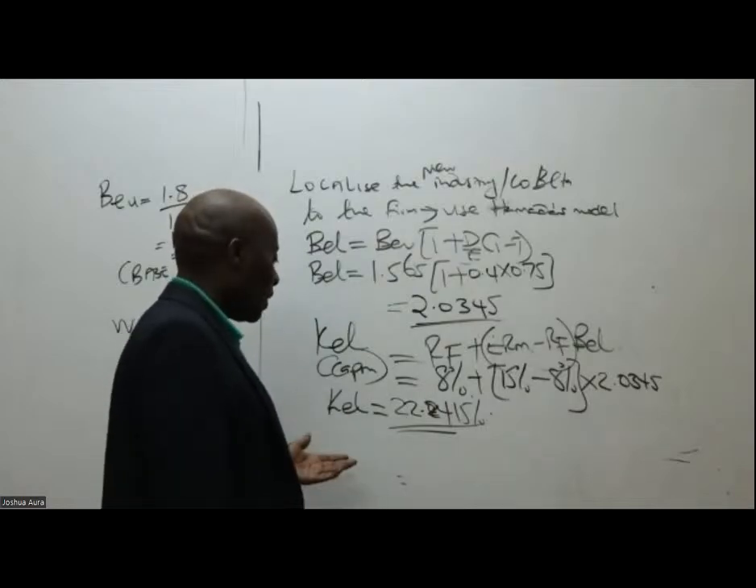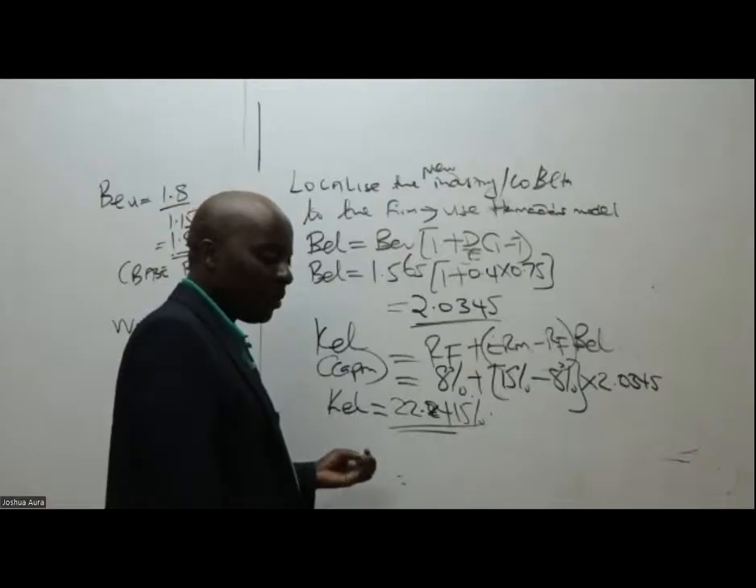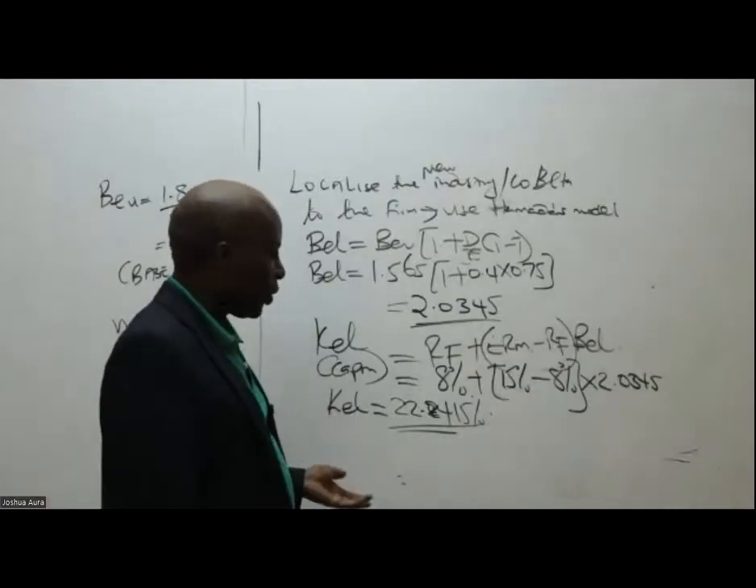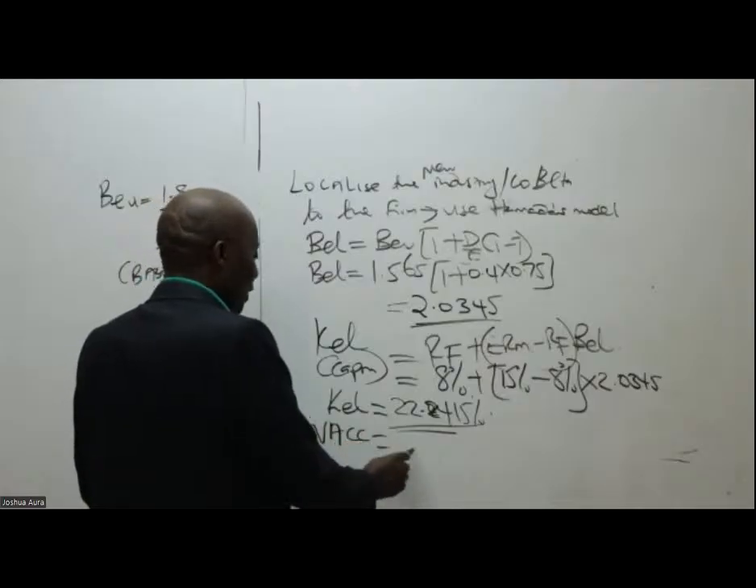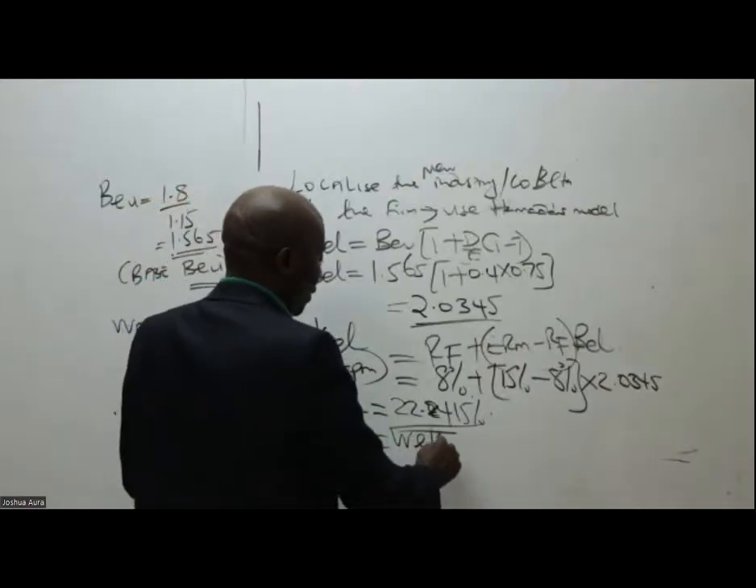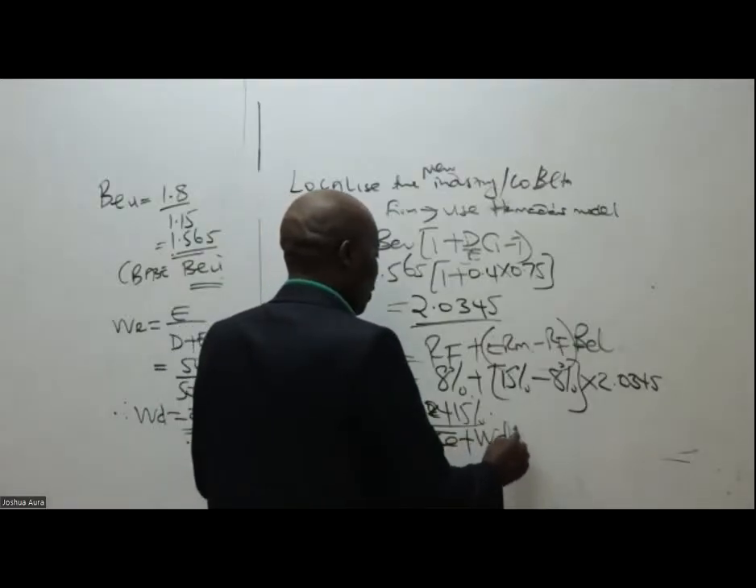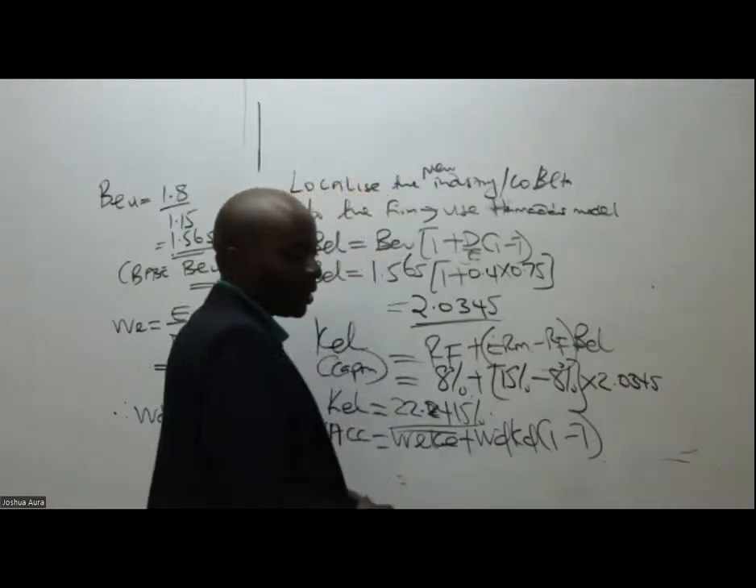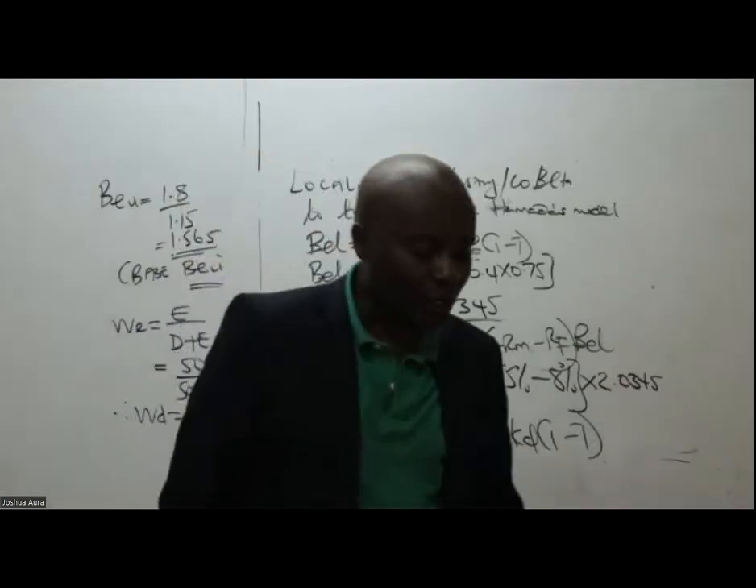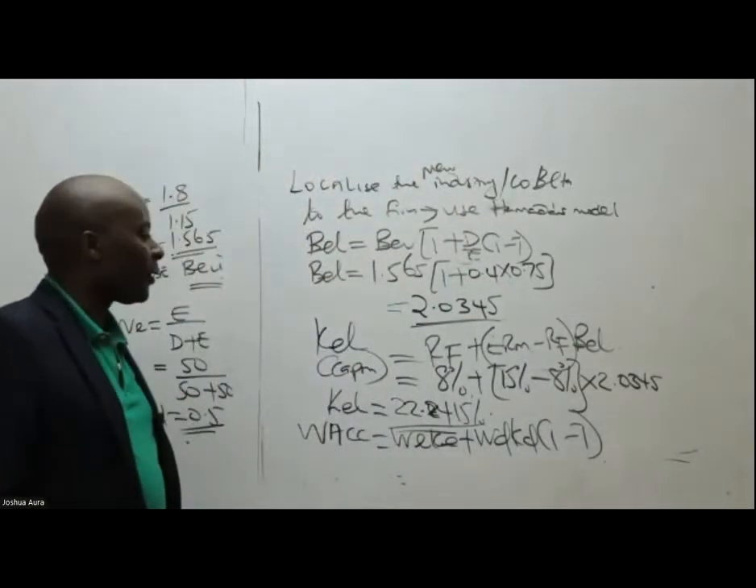So having gotten these, I know discounting rates is all about WACC. So come and now give us the WACC of this organization, which will be weight of equity times cost of equity, plus weight of debt times cost of debt, into 1 minus tax, like that.